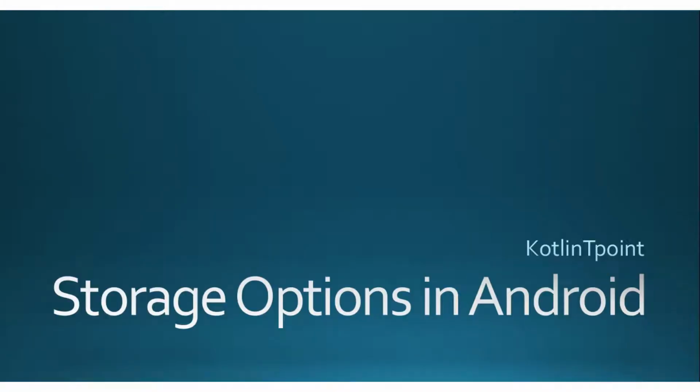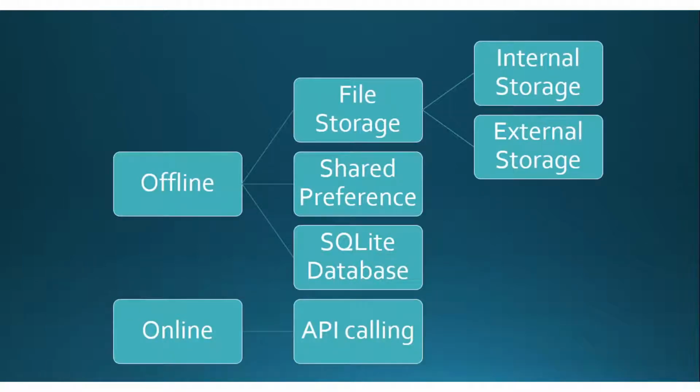Hello friends, welcome back. In this video, we are back with storage options in Android. In the last video, we discussed internal storage in an Android application. Basically, we have two options for storage in an Android application: offline and online. In offline storage, we have three options: file storage, shared preference, and SQLite. Inside file storage, we have internal and external storage, of which we discussed internal storage in the last video.